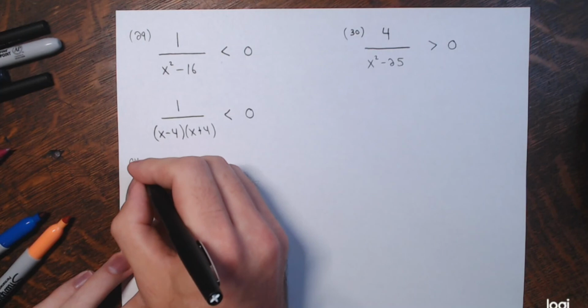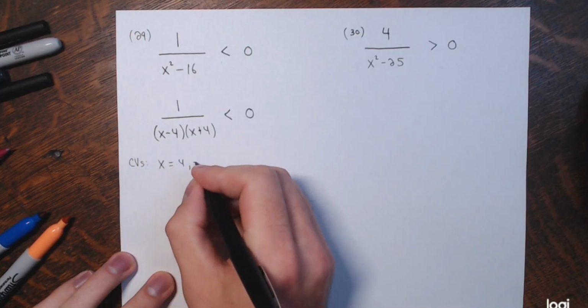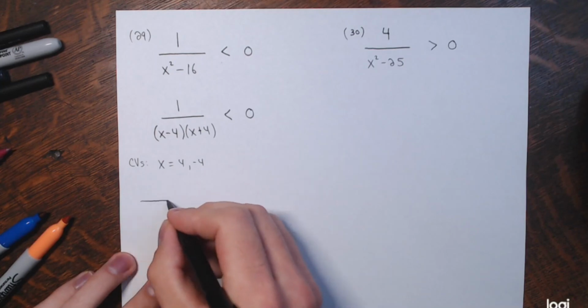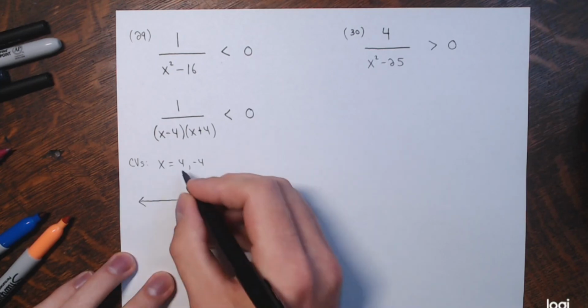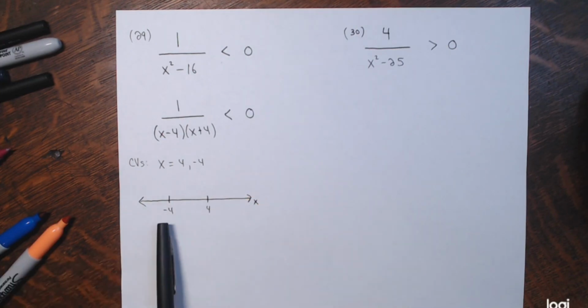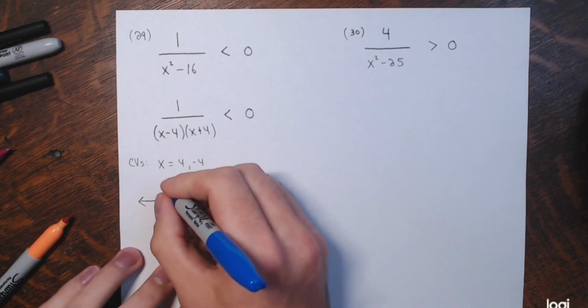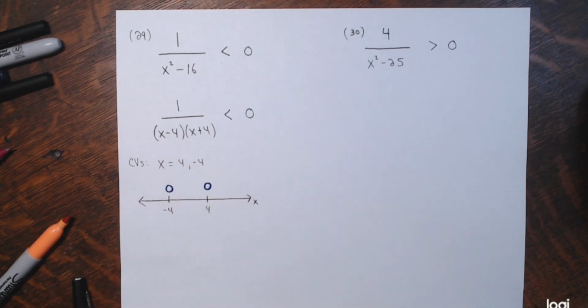The critical values here, the CVs, are 4 and negative 4. Those make the denominator 0. Nothing makes the numerator 0. I mark these on a number line. Negative 4 would be to the left of positive 4. Neither one of these would be solutions because you have a denominator of 0. So open points above those.